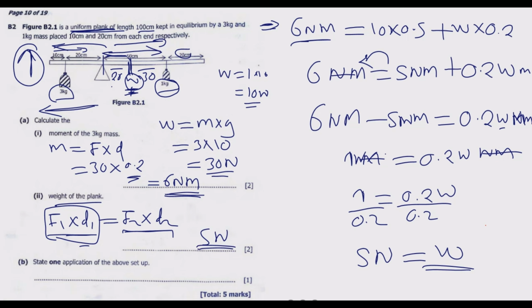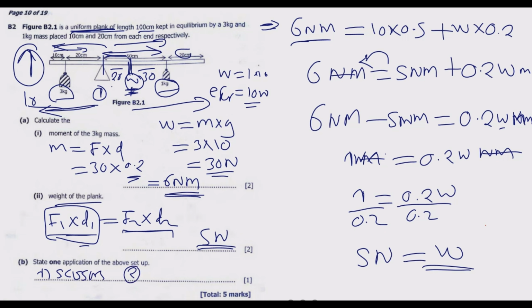Then B, state one application of the above setup. The above setup has a number of applications. What you need to understand is how this works. What you notice here is the pivot is at the middle. This side you can say is the effort, and this is the load. The one which works like that is the first case. We have a pair of scissors. A pair of scissors works like that.